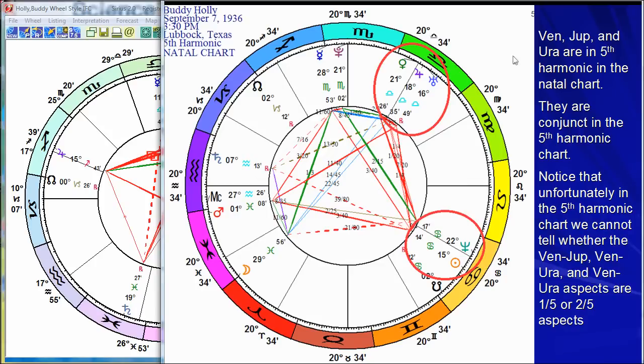Okay, so let me conclude this because it's a lot of information. You've learned a huge amount in just a half hour. So if you're having trouble absorbing all this, don't feel bad. This is a lot of information. So let me review. What I'm saying is that planets conjunct in the fifth harmonic chart are either conjunct, as is the case with Sun Neptune, or they're fifth harmonic aspects, which means 1/5 and 2/5. In the case of Venus, Jupiter, Uranus, they all happen to be fifths. But we don't know that by looking at the harmonic chart, unless we look carefully and the program tells us what the aspect is in the natal chart.